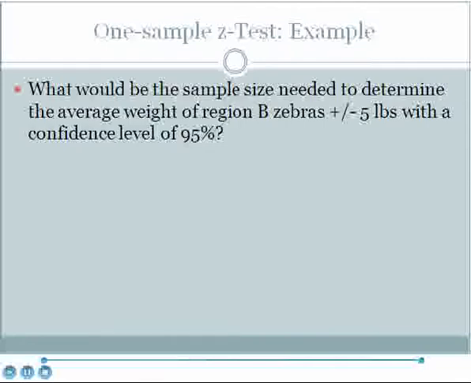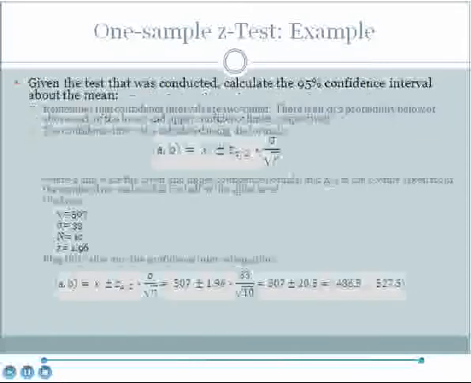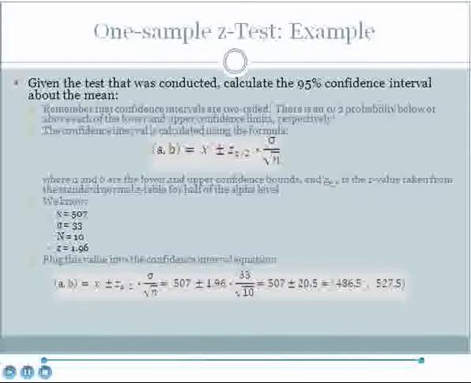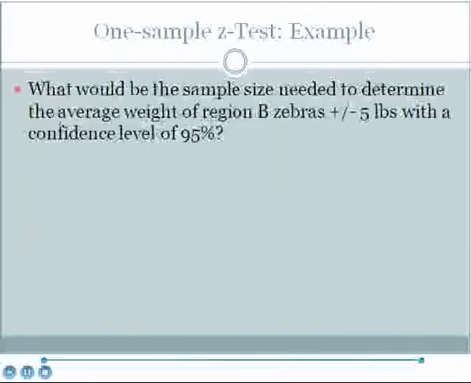What would be the sample size needed to determine the average weight of region B zebras plus or minus 5 pounds with a confidence level of 95%? Remember that for our confidence interval, we had an interval of 486.5 to 527.5. Because of this, we were not able to discern whether our region B zebras were different than our region A zebras in weight, because our region A zebras averaged 500 pounds. 500 pounds was within the 95% confidence interval.